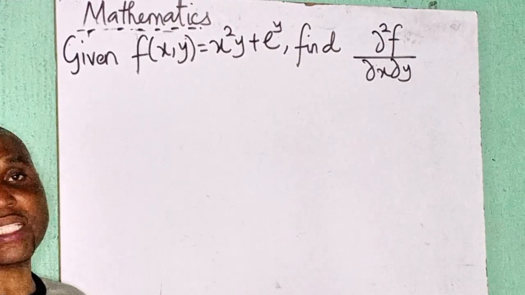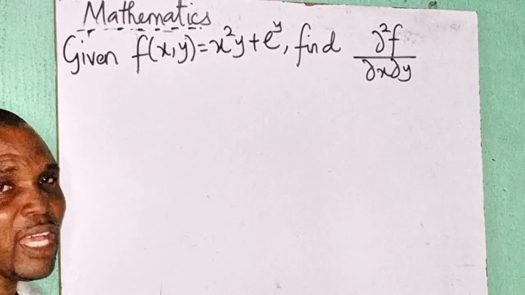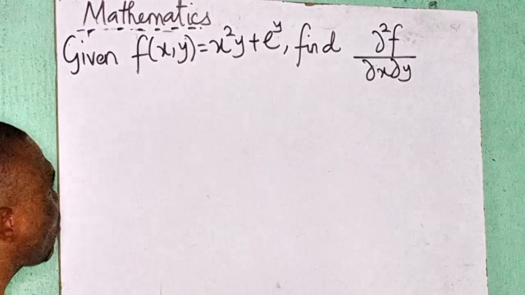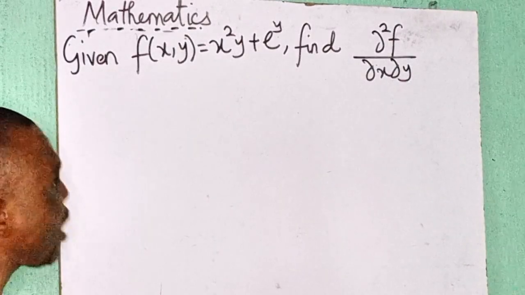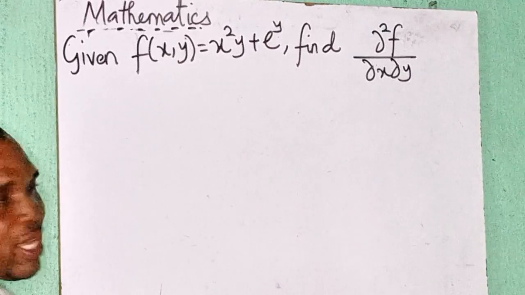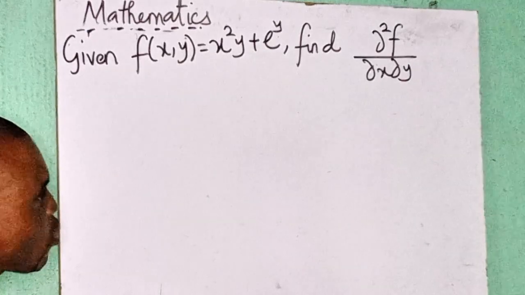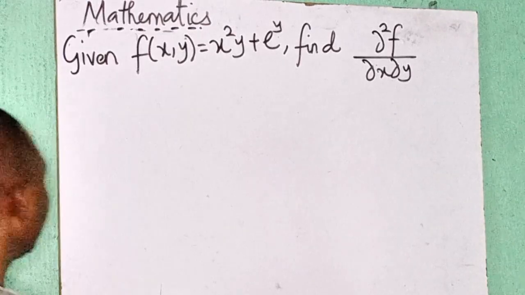Today we shall be looking at mathematics. We have a question on the board. It reads, given f of x comma y equals x squared y plus exponential raised to the power of y, find the square of the partial derivative of f with respect to y and x. So how do we solve this question? Let us go.